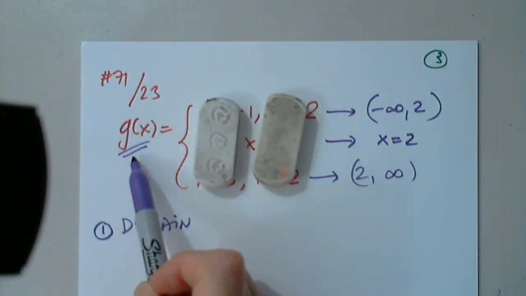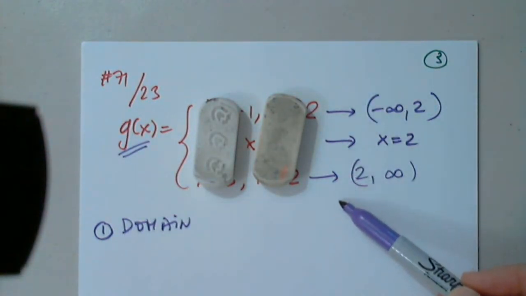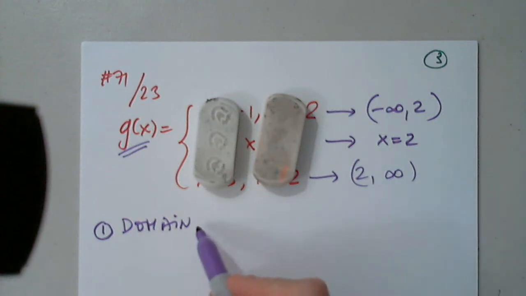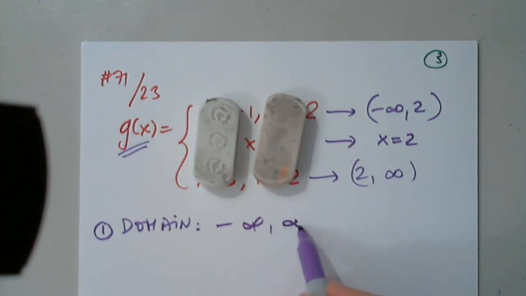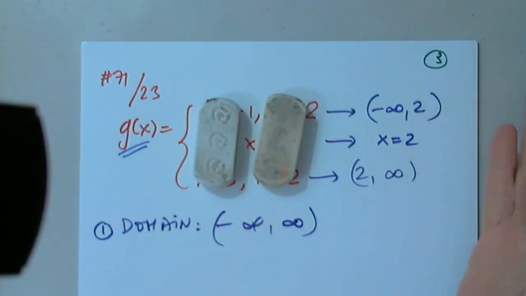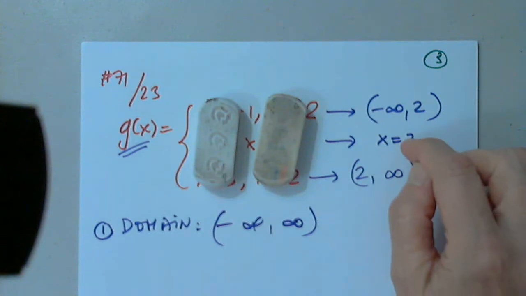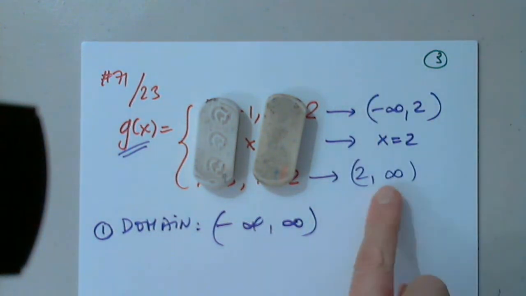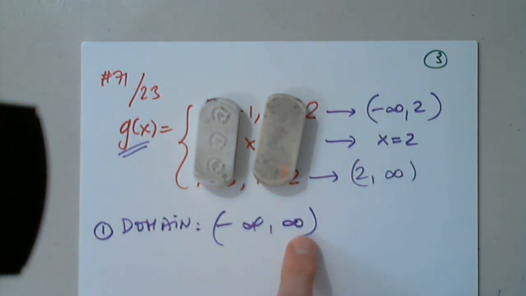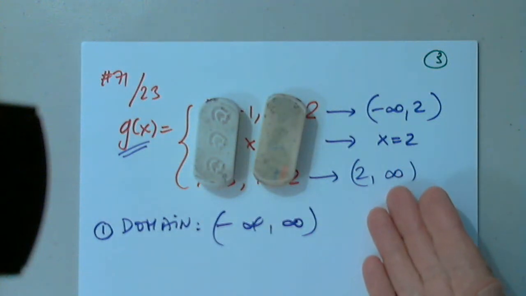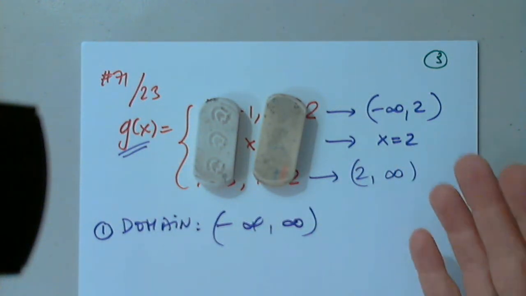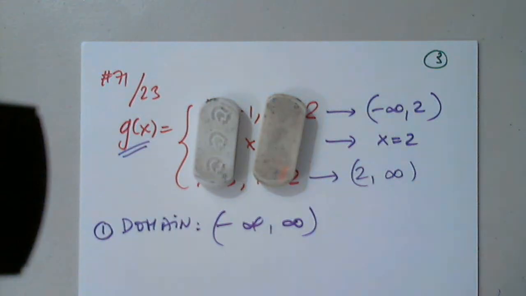Can anyone give us a domain of this function? Is it negative infinity to positive infinity? Brilliant. Who was that? Naja. Thank you, Naja. So I see here everything to the left of 2. I see 2, and I see everything to the right of 2. So obviously, nothing is missing. This is not always the case. But in this particular situation, everything is there.